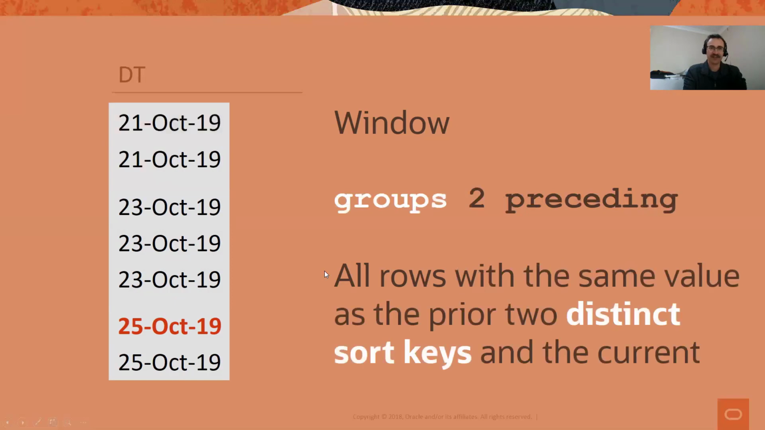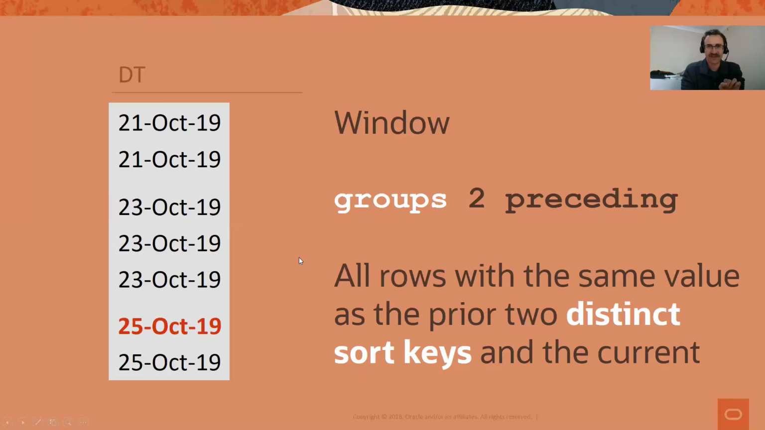Groups, however, says consider all rows with the same value as distinct sort keys. So we had 2 prior groups here, 21st and 23rd. Those were our 2 prior groups. So we include all the rows in the data set here because those are the 2 prior groups and all the rows with the same key as the current row as well. So this includes the entire data set. So this is potentially very useful in situations where you might have some holes in your data which are missing. Range doesn't cope with that, and rows, again, if you've got multiple rows for a particular sort key, just doesn't work at all. So groups allows us to solve this kind of problem.